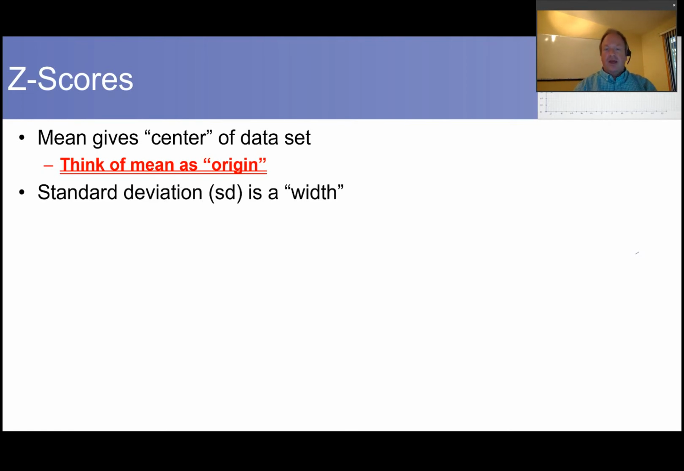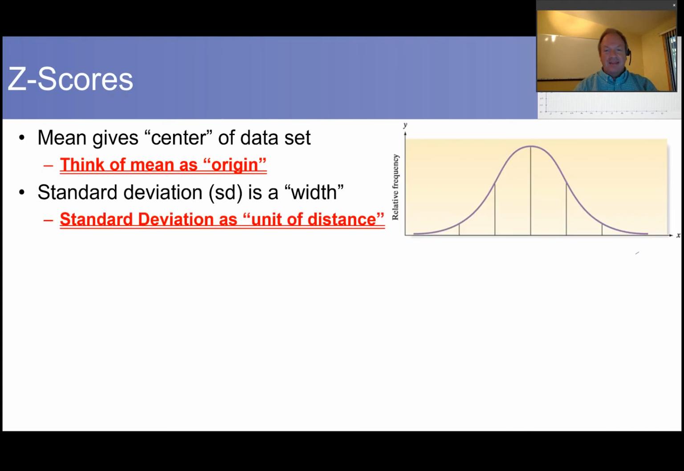Now, we said we could think of the standard deviation as a measure of the width of a data set. And we're, again, going to take that notion and extend it a little bit. We're going to start thinking of the standard deviation as a unit of measurement, or like a unit of distance. So you know how in the military you have a click, and it means 1 kilometer. You could talk about 2 clicks. That means 2 kilometers. Well, we're going to think about the standard deviation as a click. It's going to be a unit of length.